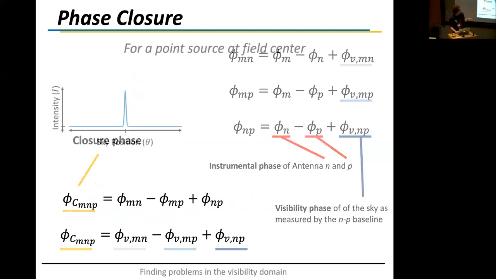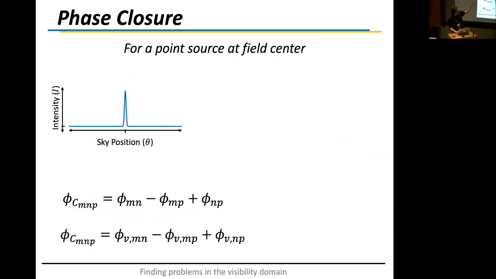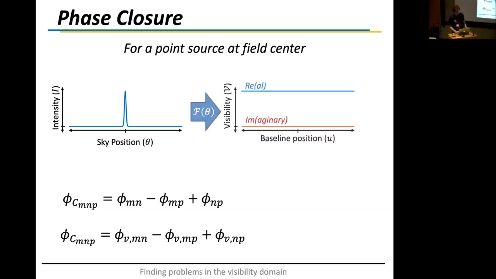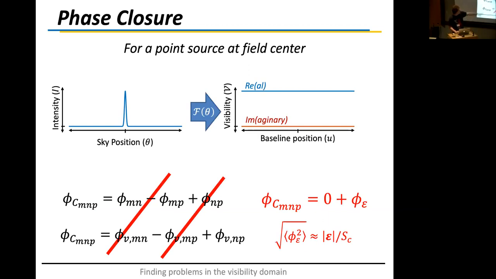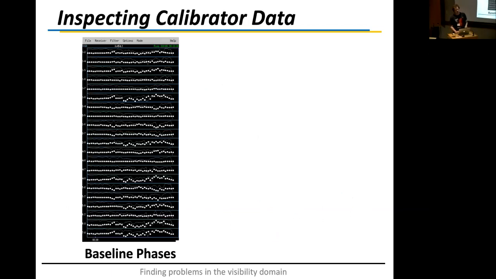Where this gets extra interesting is that if you have a calibrator or any point source at field center and you take a Fourier transform of that, you get, remember, a center impulse, which is just a flat DC offset, and so the phase at any position of u and v is equal to 0. And so all of these things actually cancel out to 0. So the closure phase for a point source at field center is 0. And this is actually a tool that we use all the time during real observations.